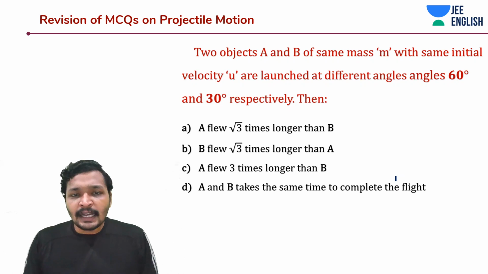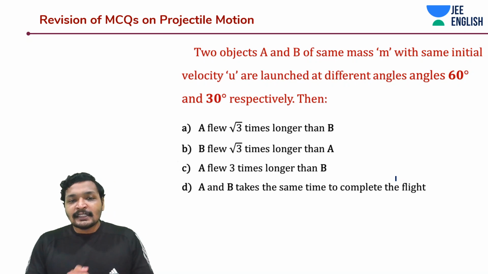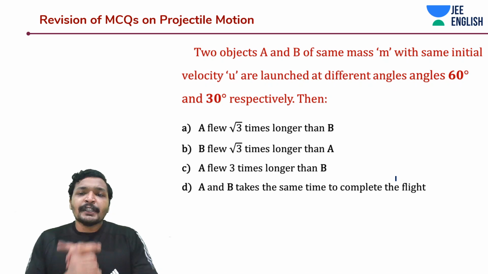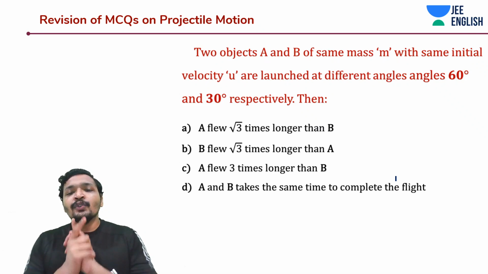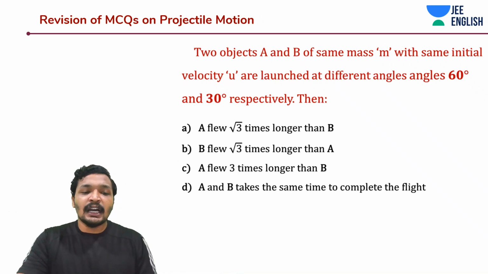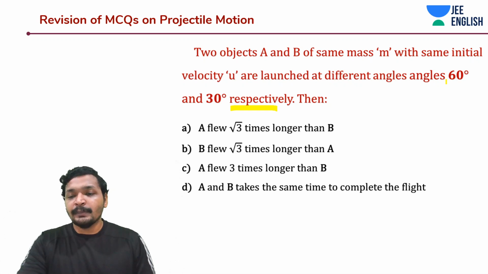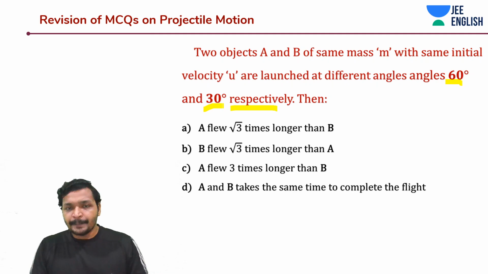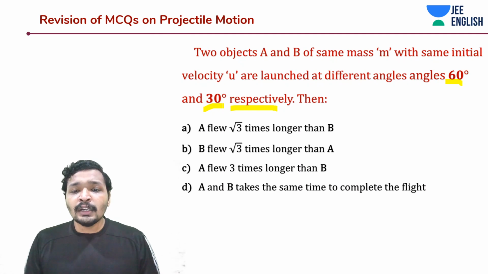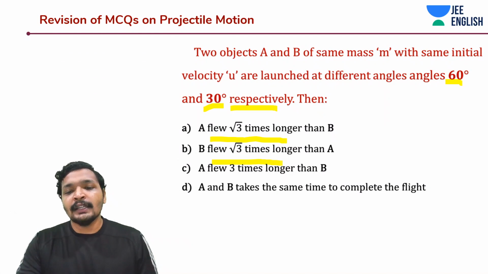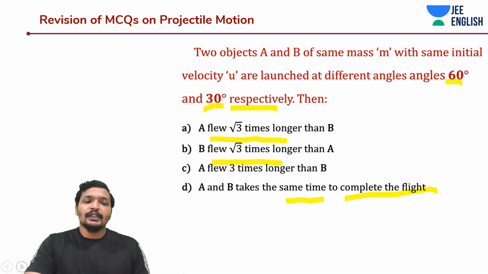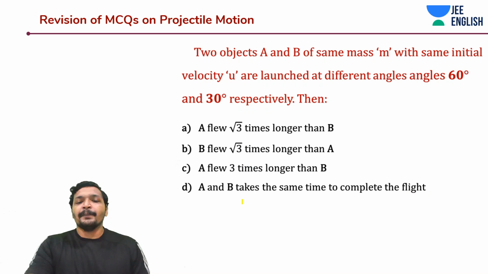Now this is an interesting one, guys. Come on, try to answer this. It's very easy. Two objects A and B of same masses M with initial velocity U are launched at different angles 60 and 30 degrees respectively. A is launched at 60 degrees, B is launched at 30 degrees. So now you need to find out the time of flight, because it's all talking about who flew longer, the time taken to complete the flight. So it's a time of flight problem.